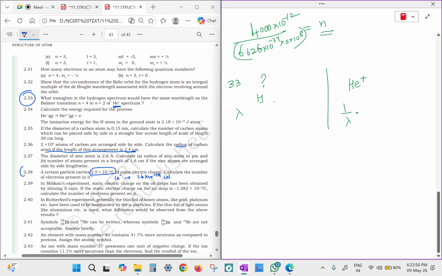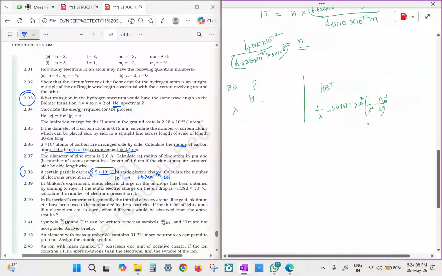1 by lambda is equal to 1.09677 into 10 to the power 7, 1 by 2 square minus 1 by 4 square, meter inverse. Did I leave anything? I forgot to introduce the Z value. What is the Z for helium? 2. So we'll put it as 2 square.